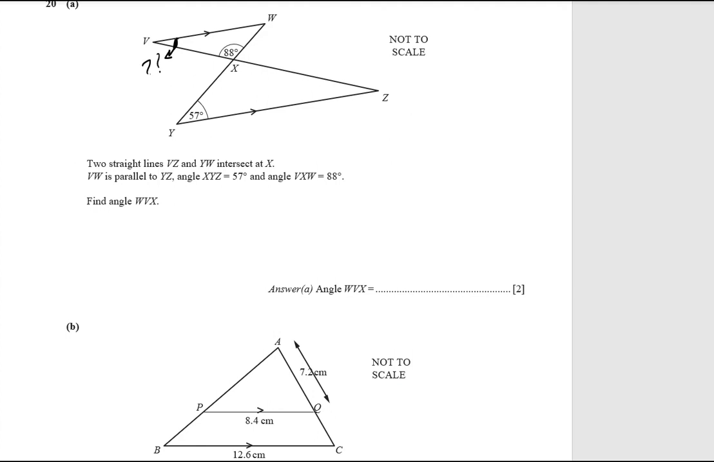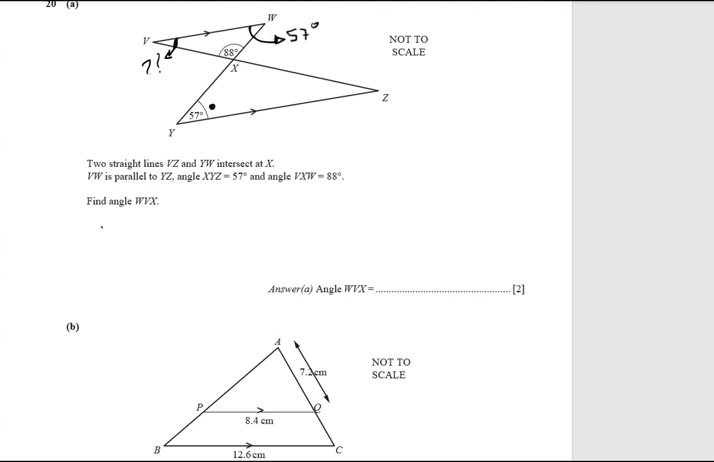Because the two lines here are parallel, this is VW and this is YZ. Both lines are parallel. You remember the Z condition. What is the Z condition? If we have two parallel lines, this angle will be equal to this angle, 57 degrees. So now we find one of the angles of the triangle.